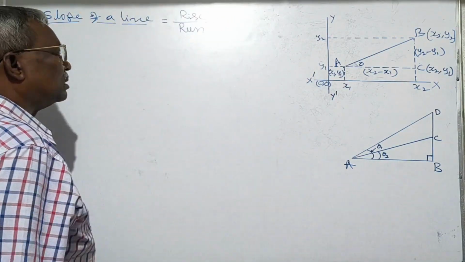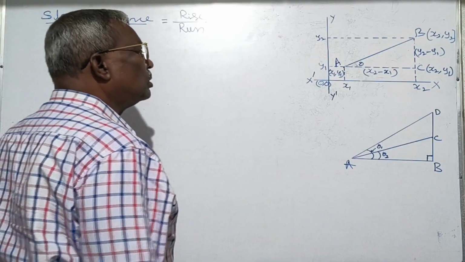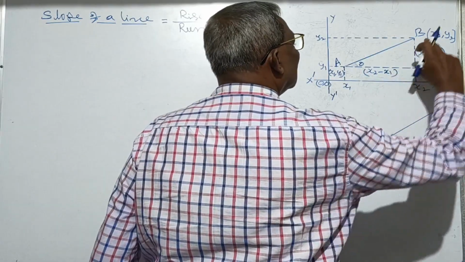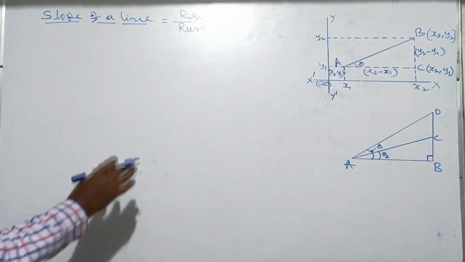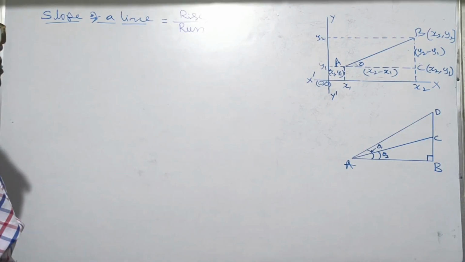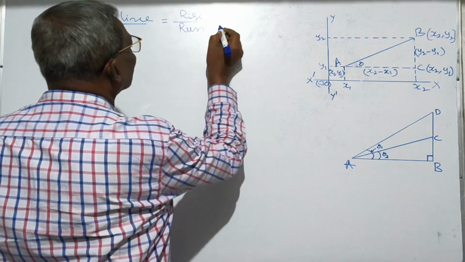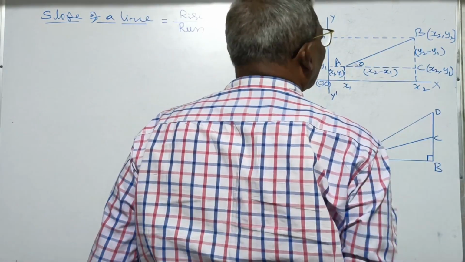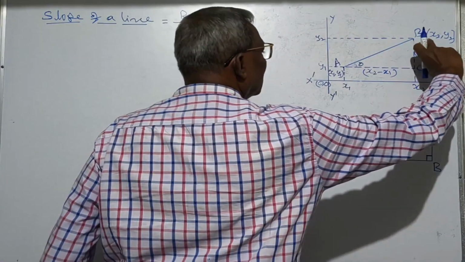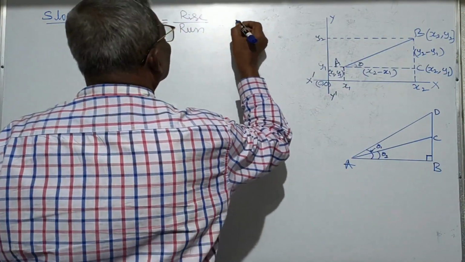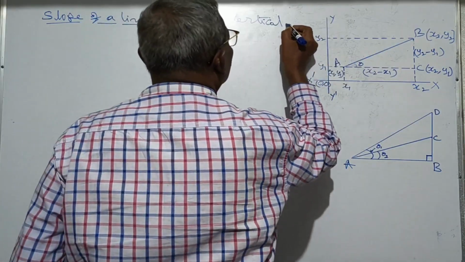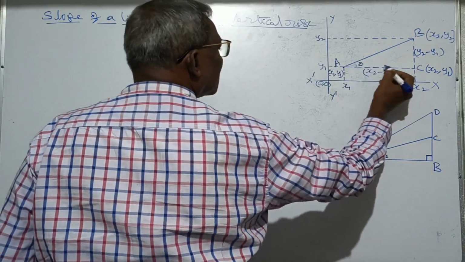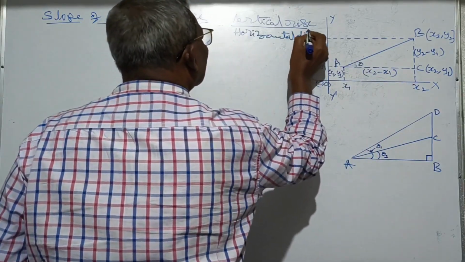The fundamental formula is slope of the line is equal to rise by run. Rise means vertical lift, vertical rise, by run, which is the horizontal distance. Run means horizontal distance.